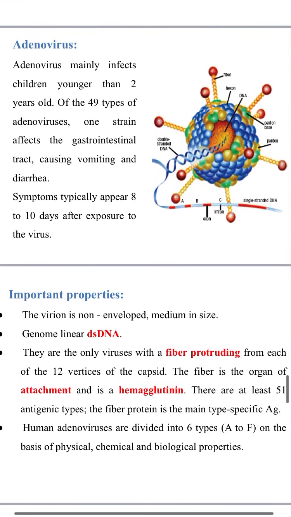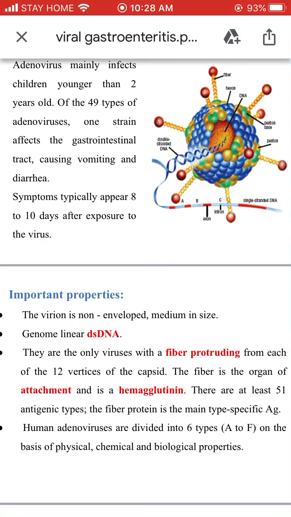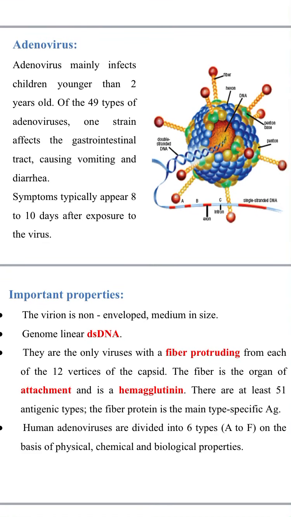Another virus that can cause viral gastroenteritis is the adenovirus. Adenovirus mainly infects children younger than 2 years old. Of the 49 types of adenoviruses, only one strain can cause gastroenteritis, causing vomiting, diarrhea, and other symptoms of this illness. Symptoms typically appear 8 to 10 days after exposure to this virus.